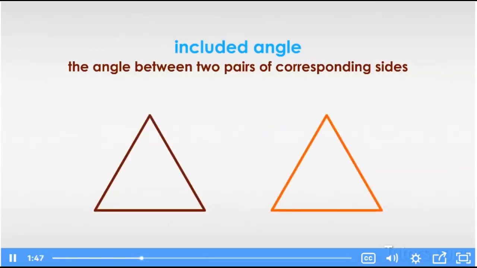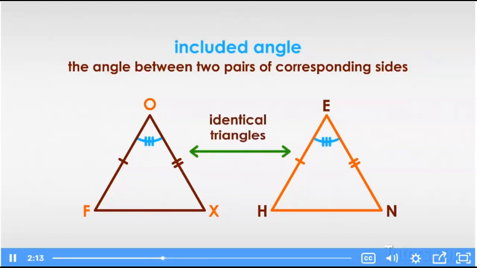To make your life easy, we made them both equilateral triangles. Triangle FOX is compared to triangle HEN. Notice that side FO is congruent to side HE. Side OX is congruent to side EN. And angle O and angle E are the included congruent angles. The two equilateral triangles are the same size, so they are actually identical triangles. Now, if side EN of triangle HEN was twice as long as side HE, they would be similar triangles.